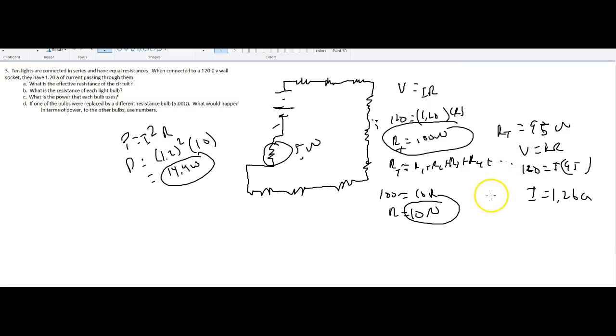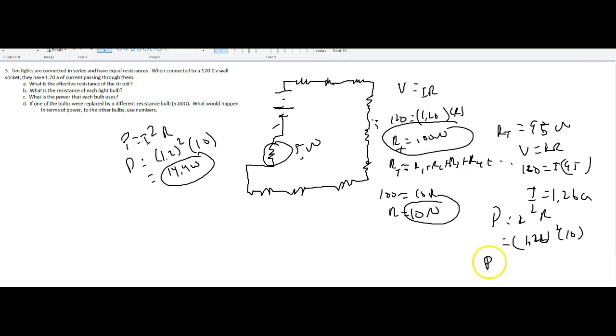And so what would happen to the power in the bulbs? Well, power in the bulb is going to be I squared R. So power in the bulb is going to be 1.26 squared times the resistance, which would be 10 for one of the normal bulbs. You could make the argument it's going to be about the 5 ohm bulbs as well, but I think this is good enough. 1.26 squared times 10, whoops, not plus 10, times 10, and I get 15.9 watts.